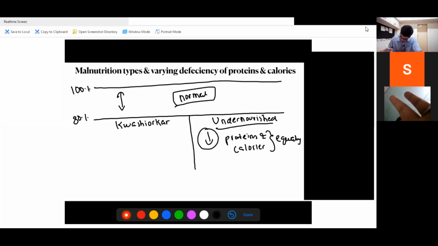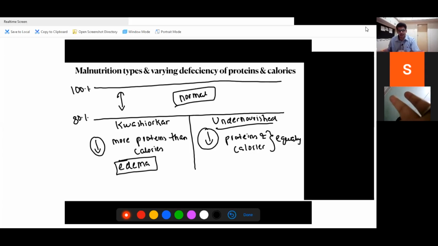Now for kwashiorkor, again there is a deficiency, but in kwashiorkor there is deficiency of more proteins than calories. Due to this deficiency of more proteins, these children will have edema. When there is more deficiency of proteins, there is an osmotic imbalance, and due to this osmotic imbalance, there is edema in these children. So these patients will have edema. We will come to the images later.